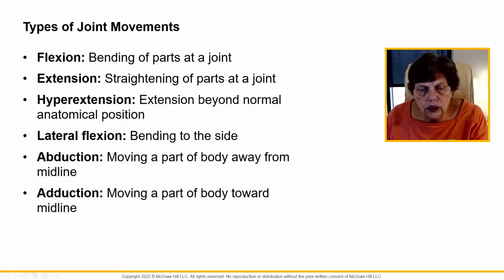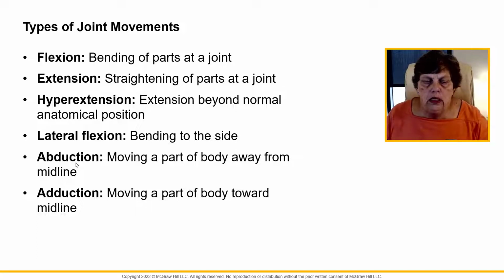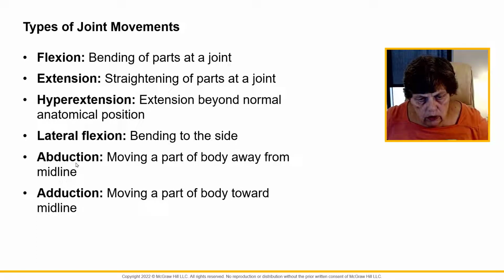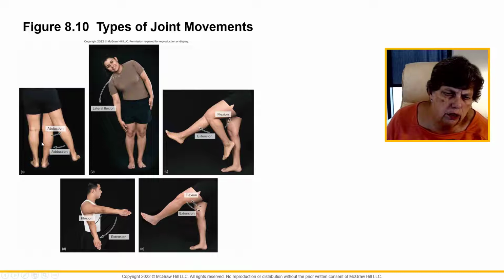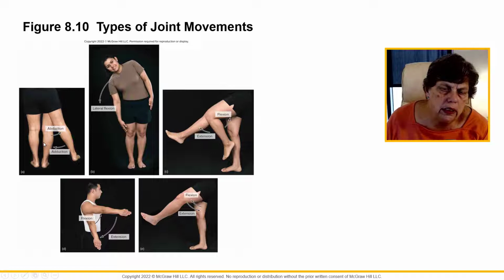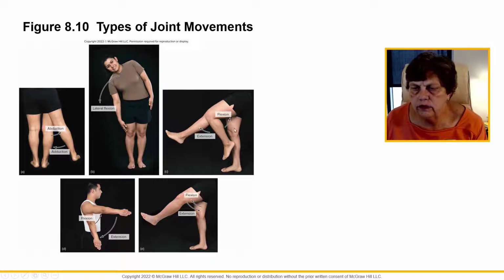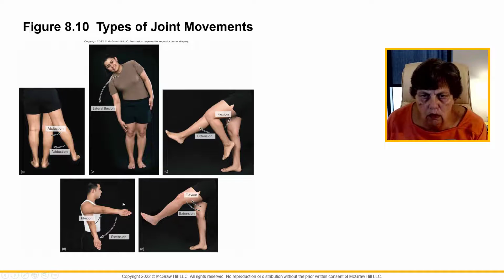Now we have abduction and adduction, and this is where you're basically moving away. Adduction, you're adding to. So you would be moving your arms or legs away from the midline and towards the midline. If we take a look at the picture, there's your leg, moving the leg out is abduction, towards the midline, adduction. Lateral flexion, this flexion, bending it, straightening it out, extension. All right, same thing with the arm.